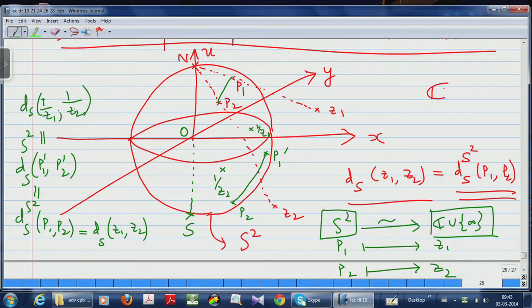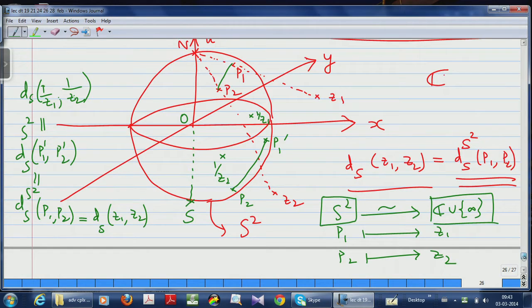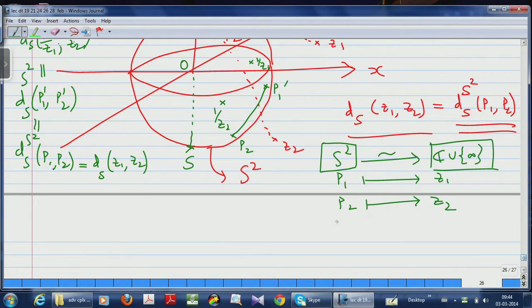So the moral of the story is, let me also mention this: p1 goes to z1, p2 goes to z2, and of course p1 prime goes to z1 prime, which is actually 1 by z1, and p2 prime goes to z2 prime, which is 1 by z2.